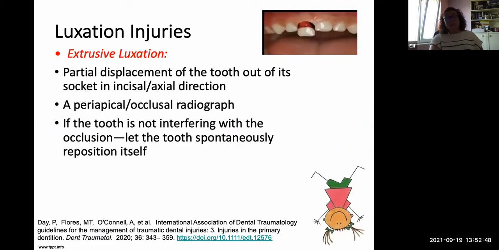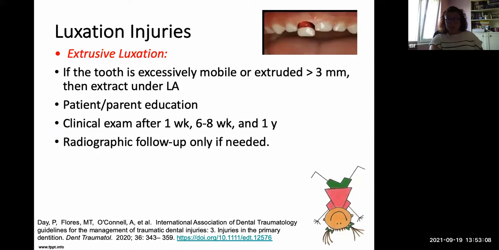In extrusive luxation, there is partial displacement of the tooth out of its socket in incisal or axial direction. So we need to take a radiograph first, and if the tooth is not interfering with the occlusion, we might let the tooth spontaneously reposition, or if the tooth is excessively mobile or extruded over 3 millimeters, then we should extract under local anesthesia, especially if we are suspicious about aspiration.